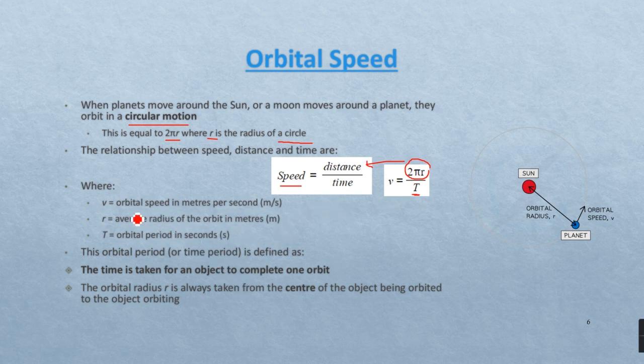In that way we will be able to calculate the orbital speed in meters per second, assuming that we take the radius in meters and the time of the orbit in seconds. The radius of the orbit has to be taken from the center of the object being orbited, so the center of the Sun, in our unit, to the center of the planet.